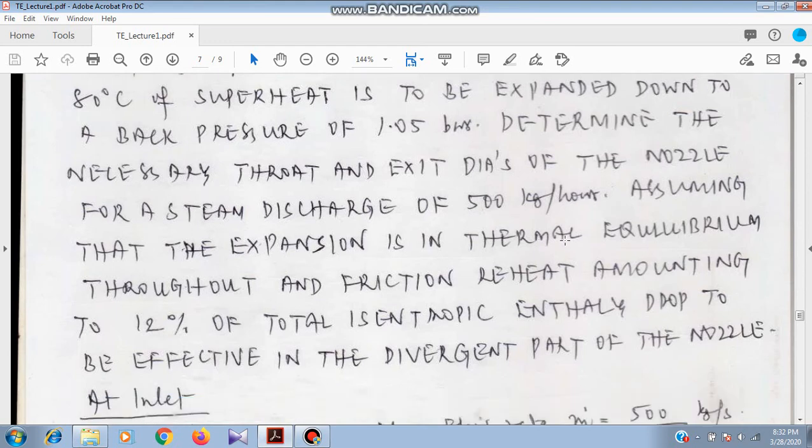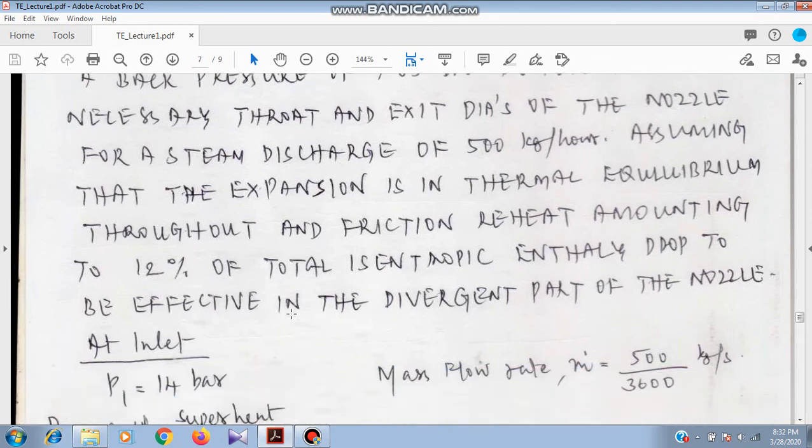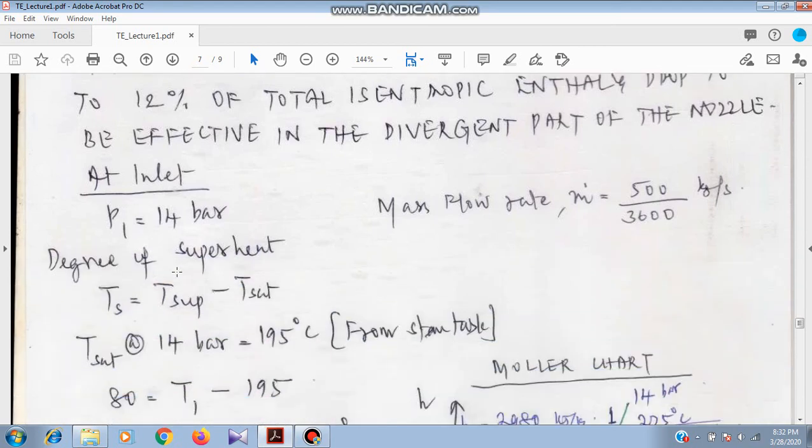Assume that the expansion is in thermal equilibrium throughout, and the friction reheat amounting to 12% of total enthalpy drop is effective in the divergent part of the nozzle. So the effect of friction is only in the divergent part of the nozzle, and the friction reheat is equal to 12% of the total isentropic enthalpy drop. Total isentropic enthalpy drop is h1 minus h3. So these are the given values.